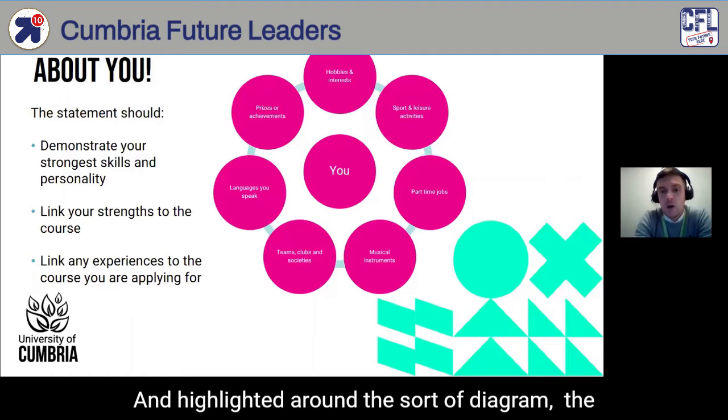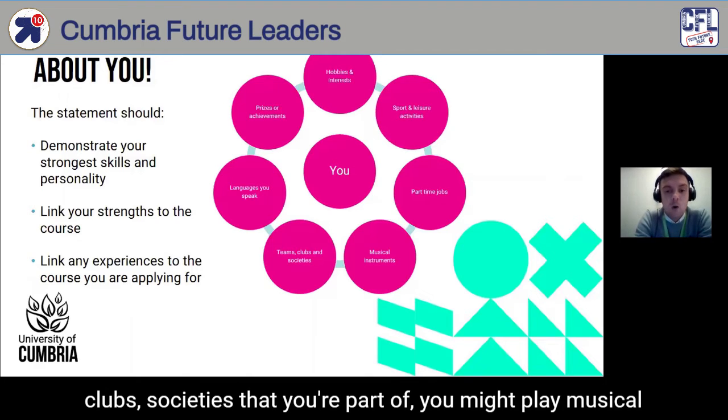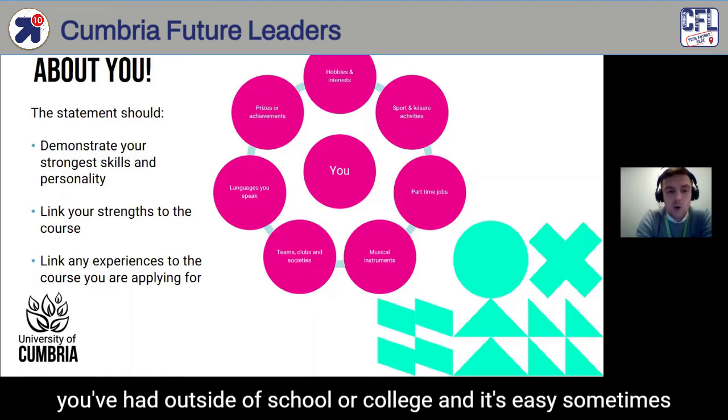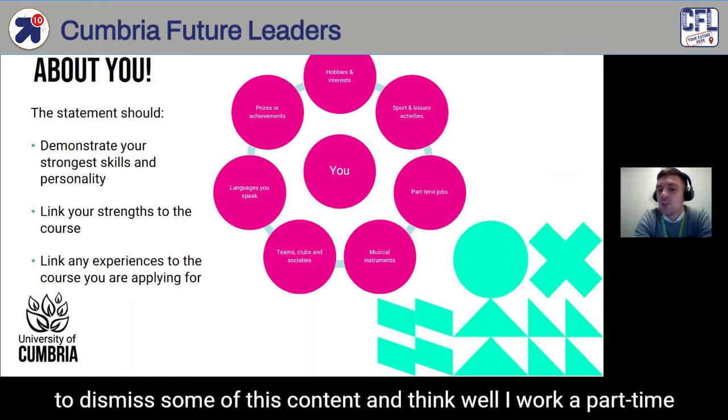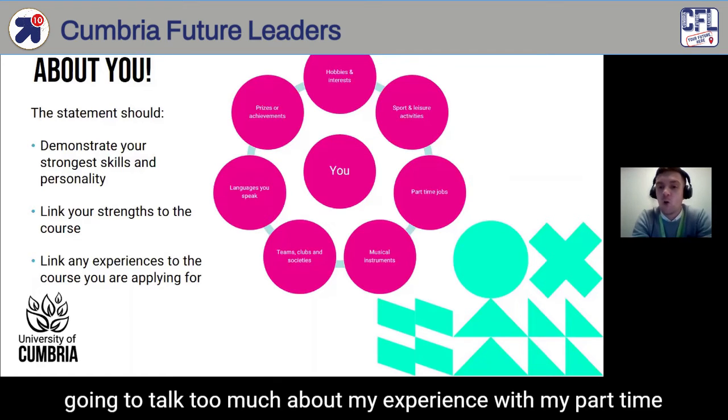And highlighted around the diagram, the little chart there, are some things just to think about. There might be teams, clubs, societies that you're part of. You may play musical instruments, or there might be certain prizes or achievements you've had outside of school or college. And it's easy sometimes to dismiss some of this content and think, well, I work a part-time job, but it's not related to what I'm applying to, so I'm not going to talk too much about my experience with my part-time job.